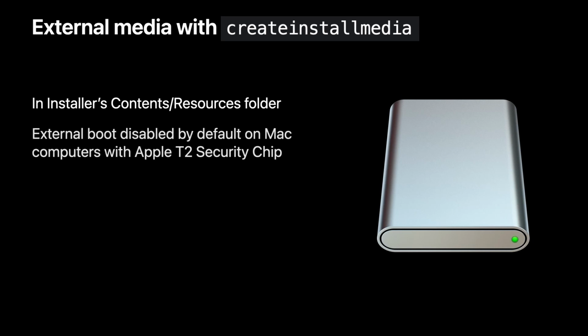Next is an external media installer created with createinstallmedia, also located in the installer's contents resources folder. Reminder that booting to external media is disallowed by default on Mac computers with the Apple T2 security chip, but can be optionally enabled. Using the installer on external media has a minimal network impact during installation, as nearly all of the files necessary for installing macOS are located on the external media itself.